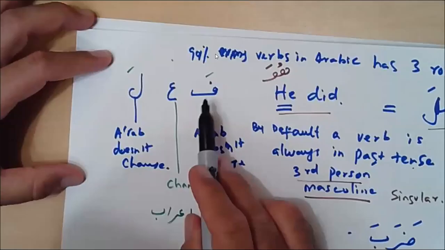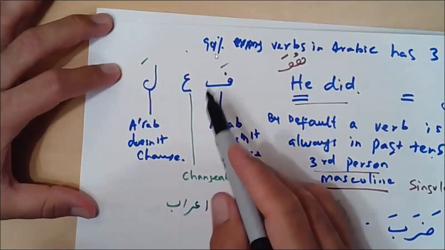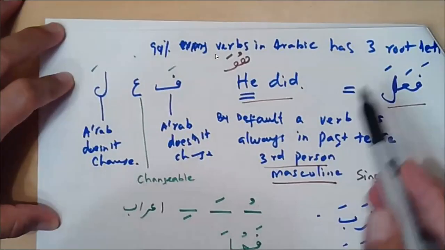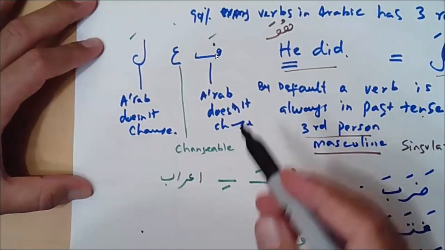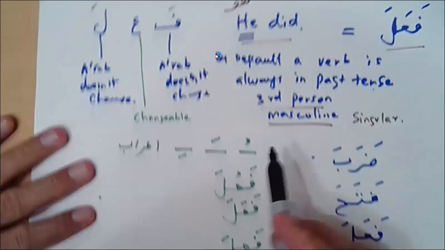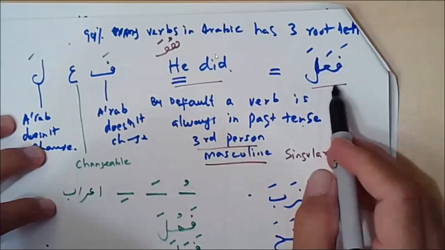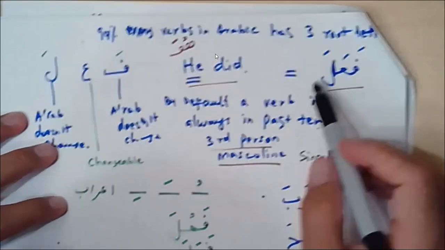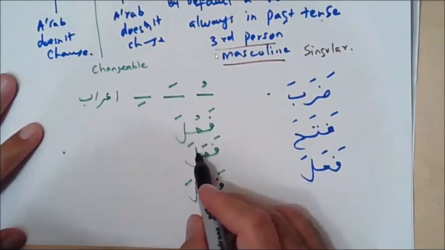So it has a fa letter, the ayn letter and the lam letter. The way it's designed is the haraka for past tense is all fatha. See? Fatha, fatha, fatha. The ayn letter is the one which can take the other harakat. What are the other harakat? The dhamma and kasra. So we know that the harakat we have in Arabic language are the dhamma, fatha, and kasra. The way the pattern works is that the first letter and the last letter always have the fatha in the past tense. However, the ayn letter is changeable.